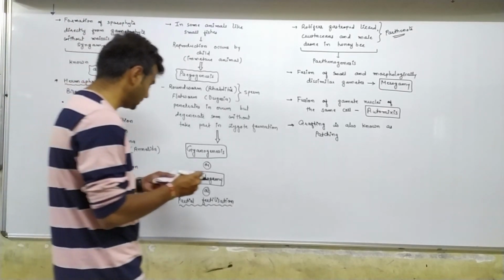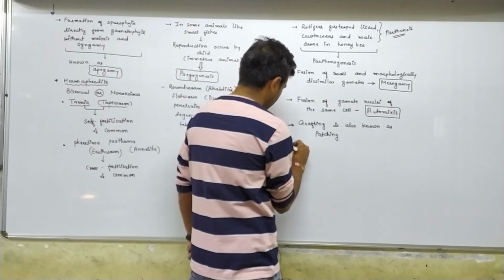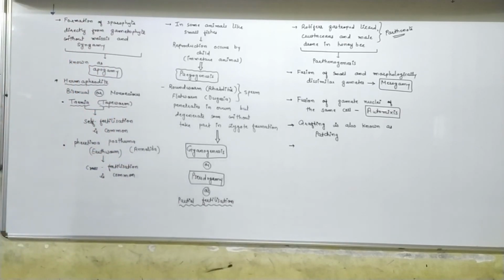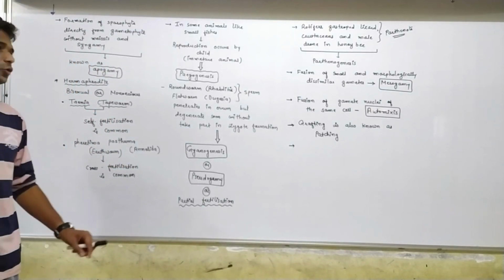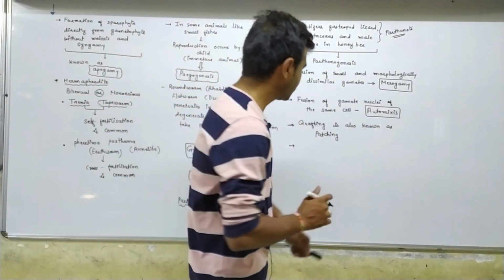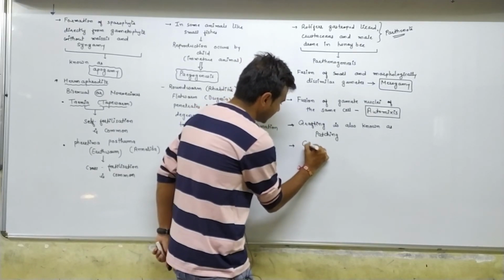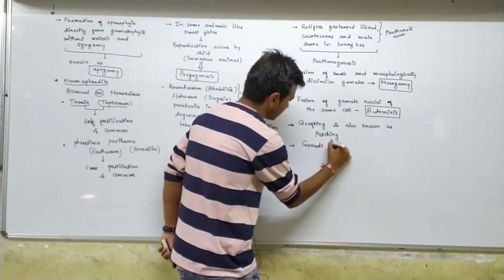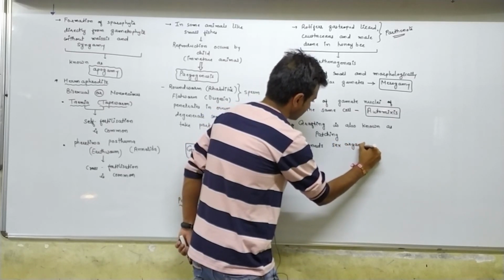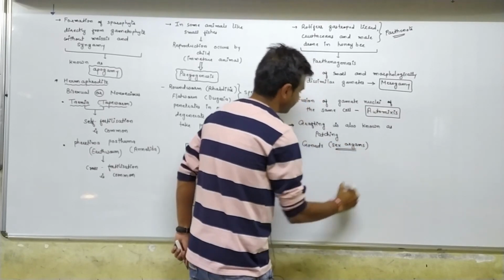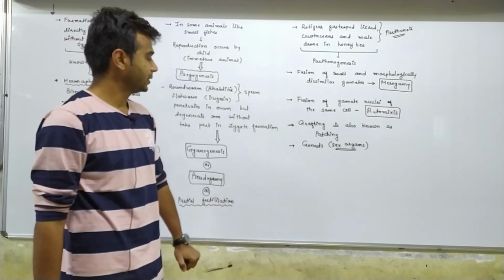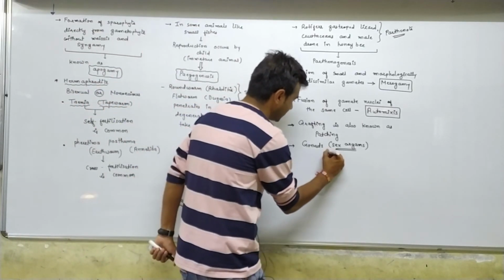And the last point, sexual reproductive organisms consist of gonads, and in gonads gametes are formed. So gonads are nothing but sex organs. Yes, we say testis in male and ovary in female. So gonads are mesodermal in origin.